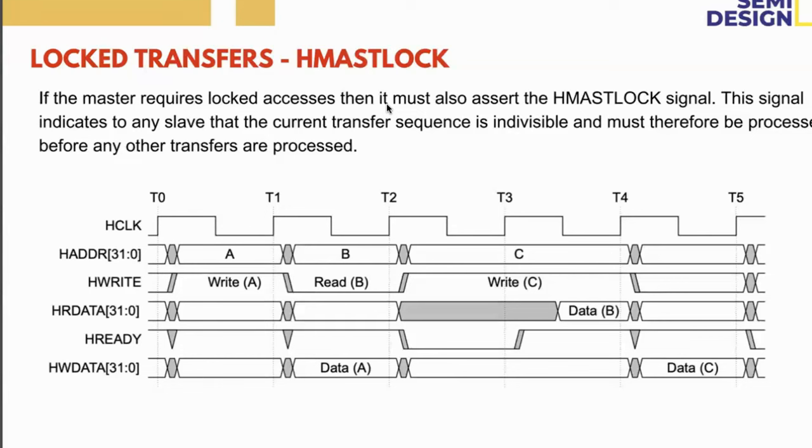Okay, so that is what master lock is. If you see here, some other definition is there. If the master requires locked accesses, then it must also assert the HMASTLOCK signal. This signal indicates to any slave that the current transfer sequence is indivisible and must therefore be processed before any other transfers are processed. Simply we can say that while doing some transfers, the master should stay locked without giving the bus to the other masters, just like an arbiter.